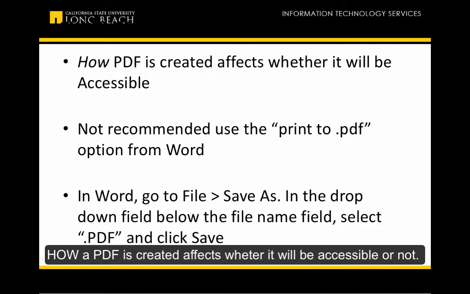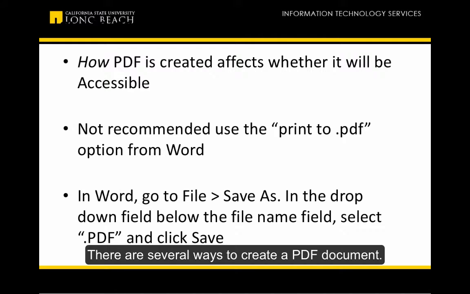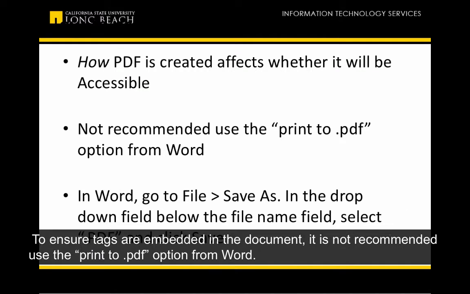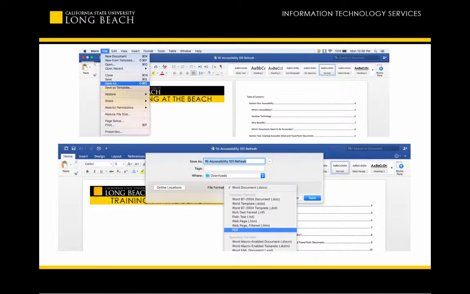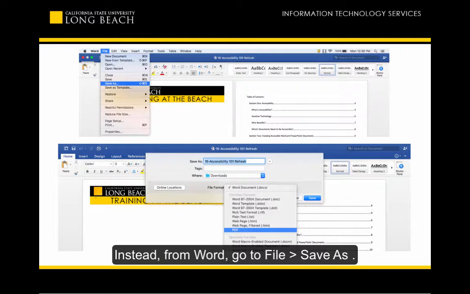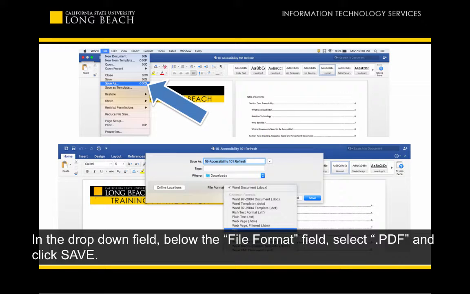How a PDF is created affects whether it will be accessible or not. There are several ways to create a PDF document. To ensure tags are embedded in the document, it is not recommended to use the Print to PDF option from Word. Instead, from Word, go to File, Save As. In the drop-down field below the File Format field, select .pdf and click Save.